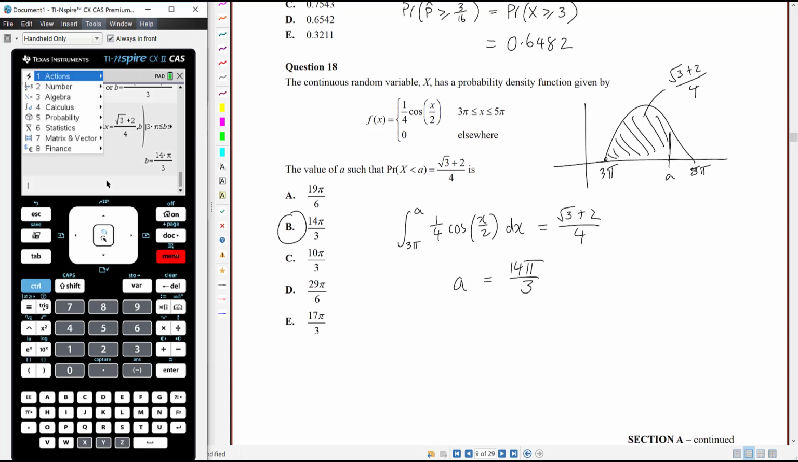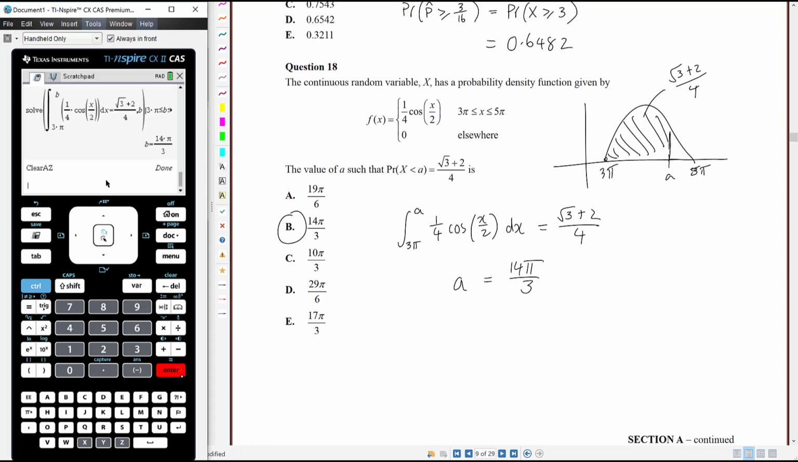I'm just going to clear A to Z in here just so I don't have that problem with A happening again. So menu 1, 4, clear A to Z. Now if I type the letter A, it's not bold, so I can use it for other things.